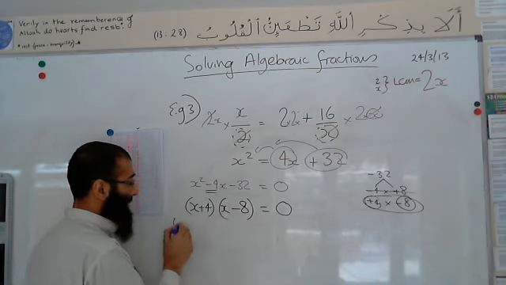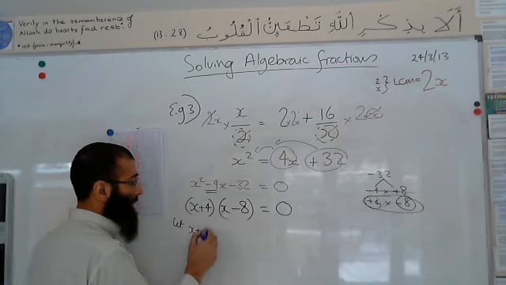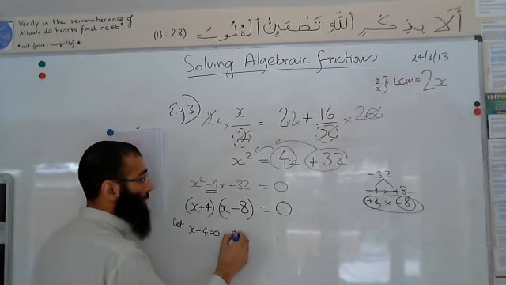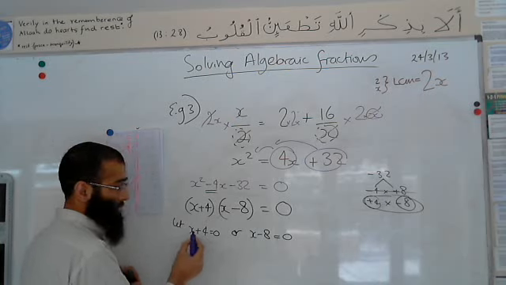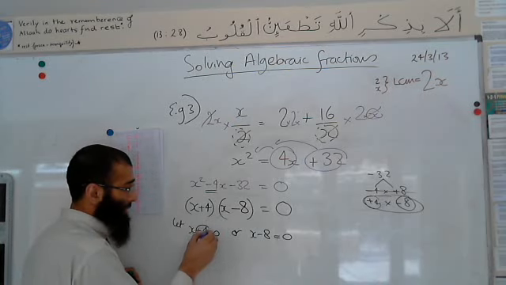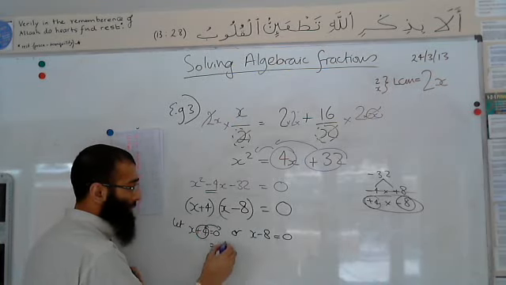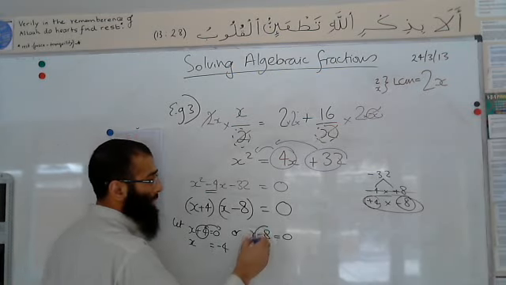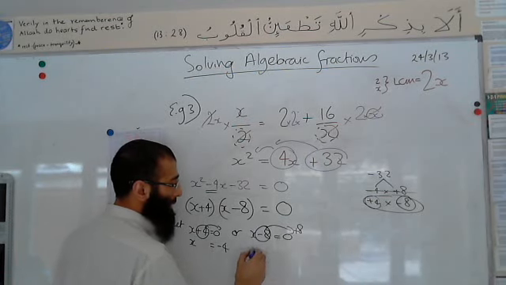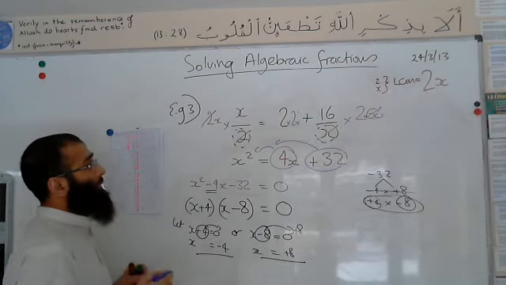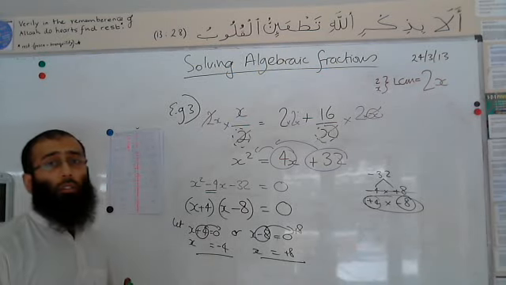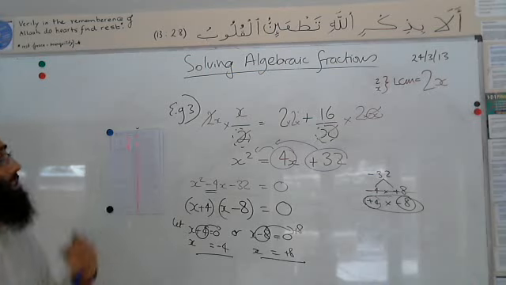So we say let x plus 4 equals 0 or x minus 8 equals 0. So if x add 4 is nothing, the opposite of add 4 is minus 4, and the opposite of minus 8 is plus 8. Okay, and that will give us the solution to this type of question.